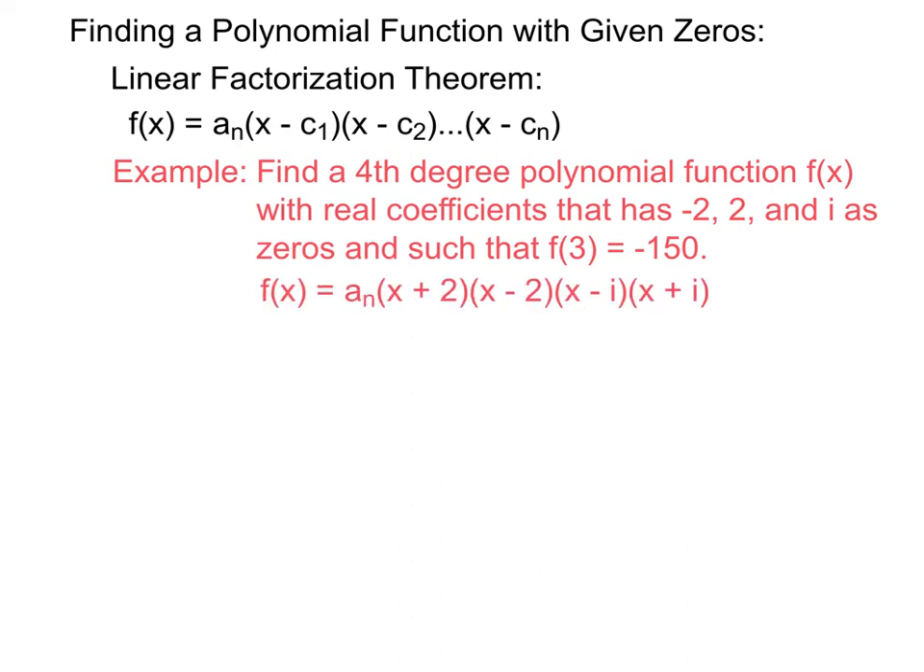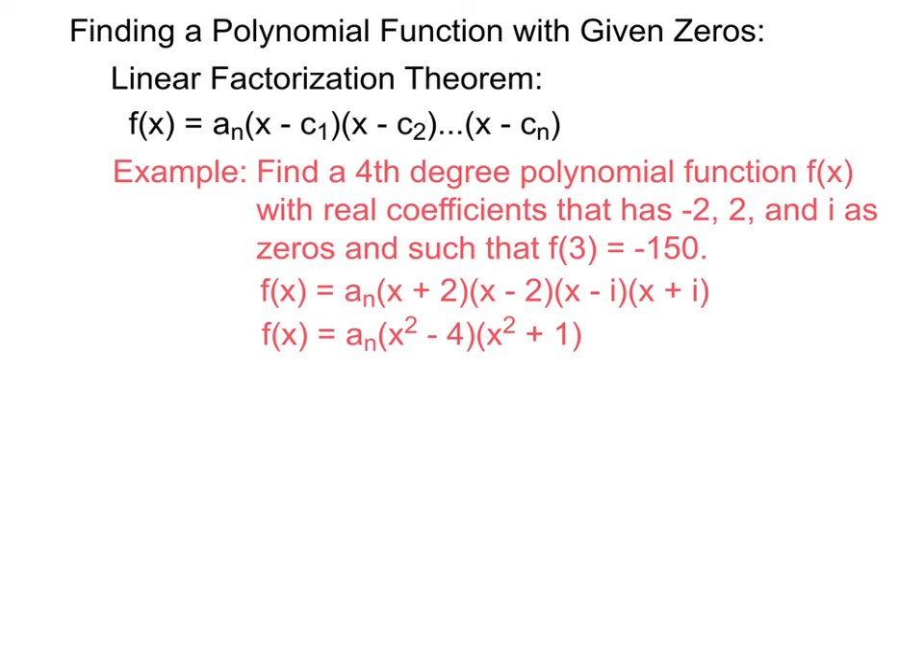So knowing the zeros of the polynomial, we can write it in general form as f of x is equal to a sub n times x plus 2 times x minus 2 times x minus i times x plus i, where the terms in parentheses represent the zeros or the roots. So if I FOIL some of these terms, I end up with f of x is equal to a sub n, x squared minus 4 times x squared plus 1. Now all that remains is simply to find out what a sub n is equal to.